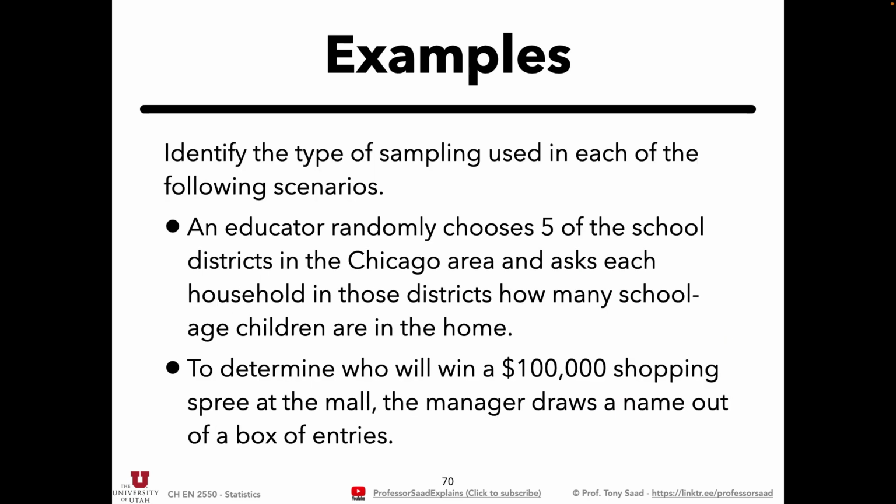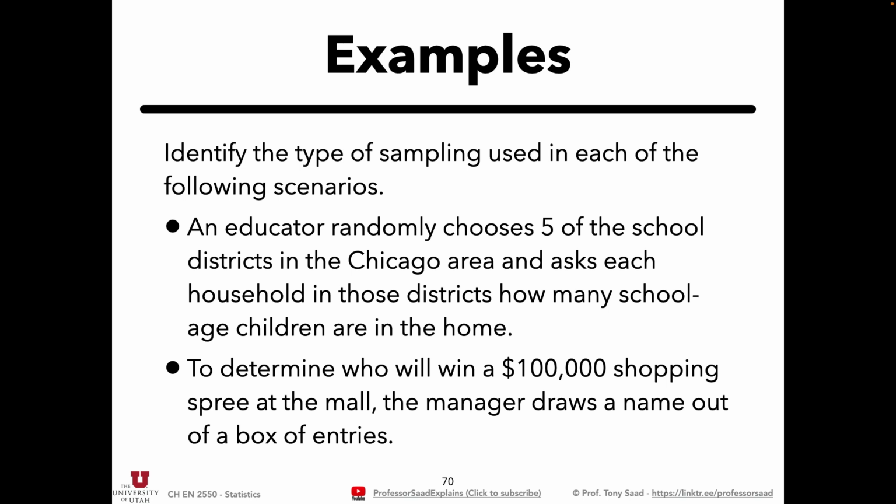Okay. An educator randomly chooses 5 of the school districts in the Chicago area and asks each household in those districts how many school children are in the home. So remember, stratified or cluster. In stratified sampling, you cover all the strata, but pick a few people from each stratum.